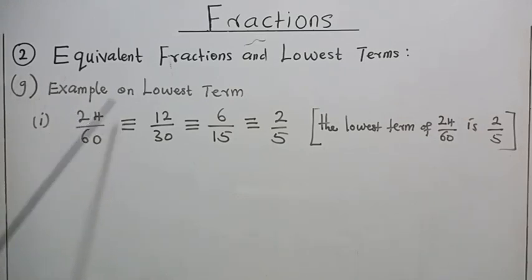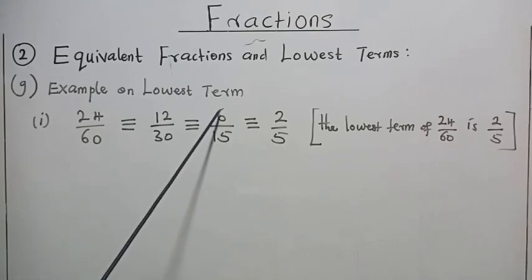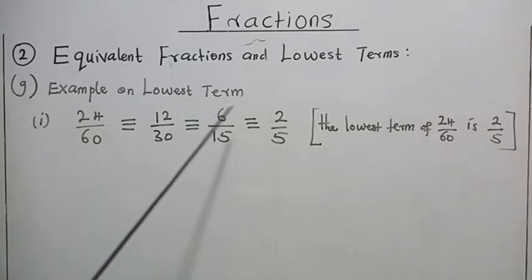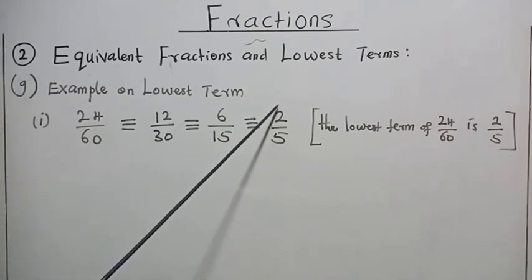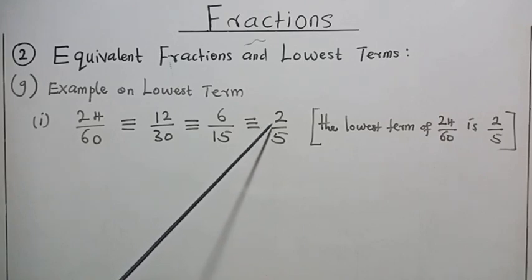So that fact empowered me to divide 24 and 60 by 2, 12 and 30 by 2, 6 and 15 by 3 to get 2 over 5. At this point, there is no other whole number that can serve as a common factor to 2 and 5. And this is why we can't go beyond this 2 over 5. Consequently, 2 over 5 has become the lowest term of 24 over 60.